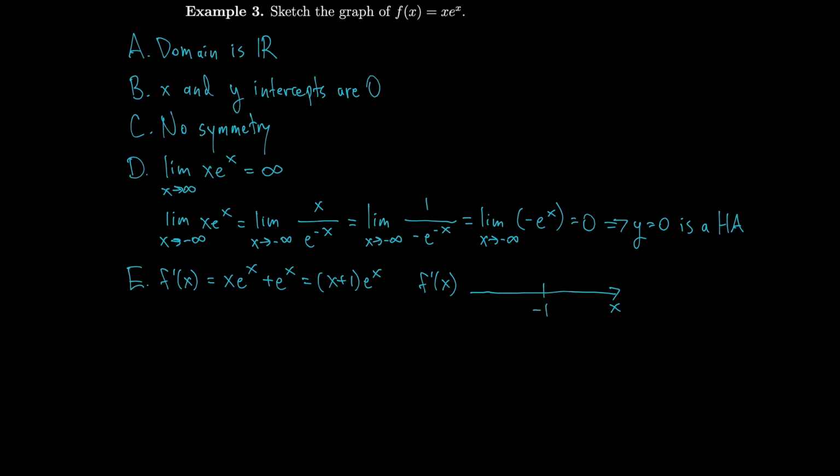All right, to the left of minus 1, it seems like this thing will be negative. e to the x is always non-negative. And then to the right, it'll be positive. So it goes down, then up. It's decreasing, then increasing. Which leads us into our local minimum at minus 1. So f of minus 1 is minus e to the minus 1, or minus 1 over e, which is about negative 0.37. So that'll tell us where to put our local minimum.